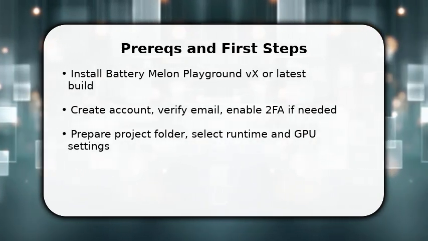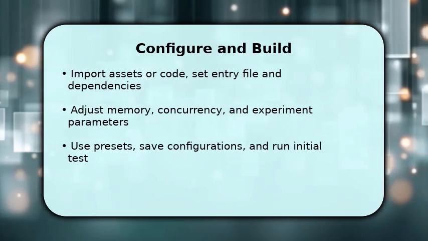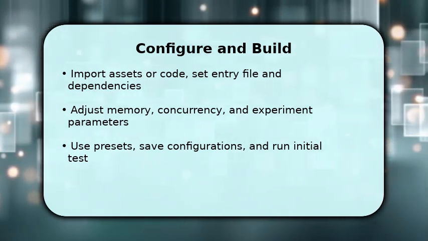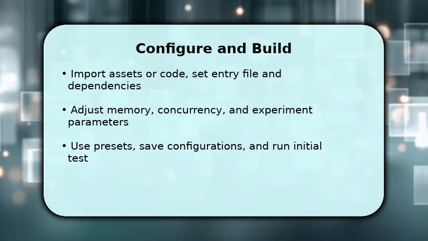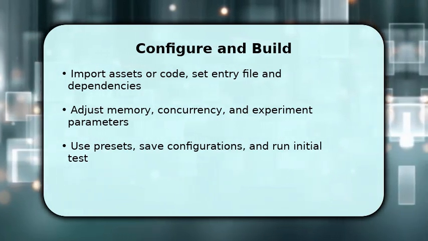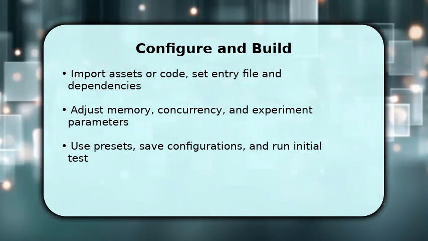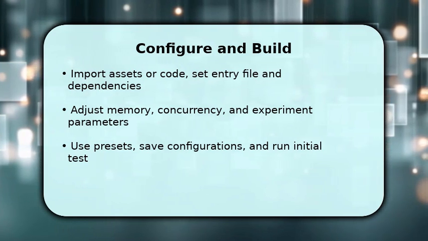or model. You now import assets or add your code, specifying an entry file and declaring dependencies so the environment can resolve packages. Then configure memory, concurrency, and experiment parameters to match dataset size and batch needs. This tuning improves speed and stability.